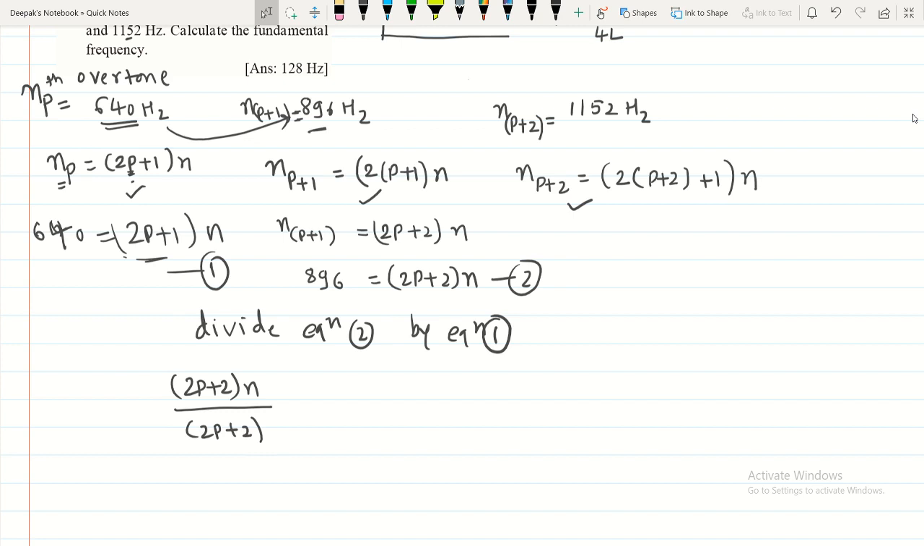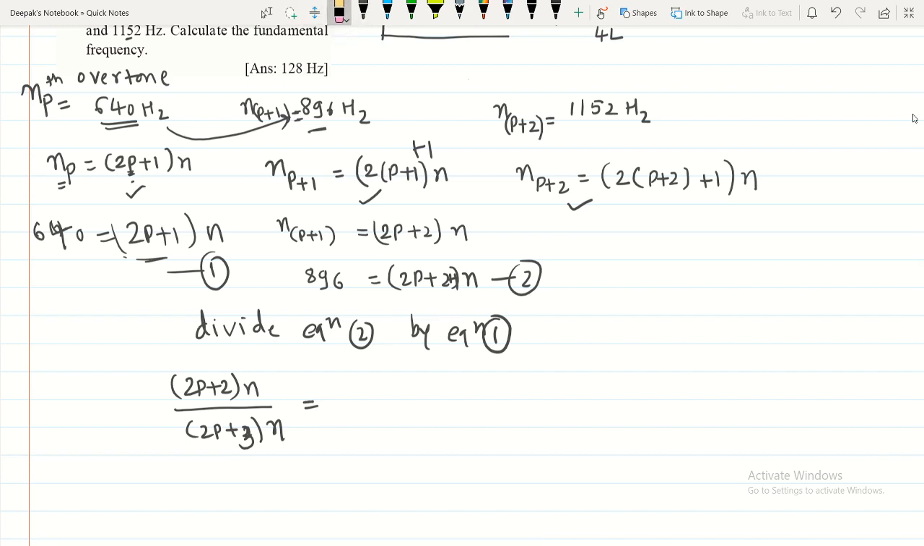Twice p plus 1 into, okay, something is missing over here. What is missing? Instead of one plus missing, that means it should be, instead of 2, here should be 3. Into n will be equal to, now twice p plus 2 into n. Okay, something is wrong over here. So what is wrong? Just hold on a second.